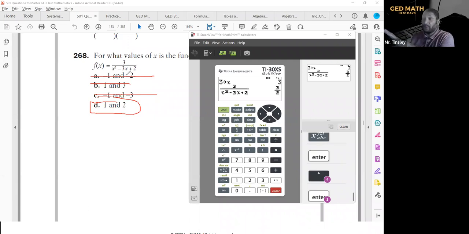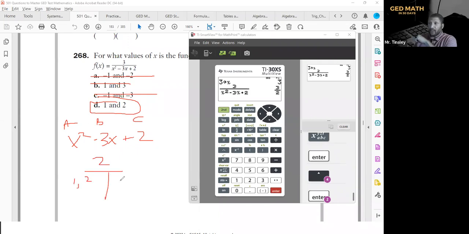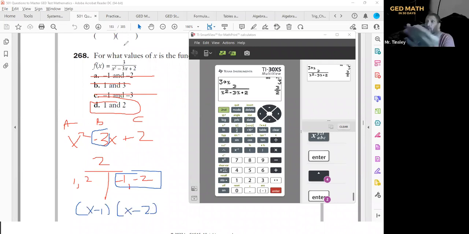This is what they wanted you to do. They wanted you to factor this quadratic equation. So they wanted you to see A, B, C. Going to factor C. So I got 1 times 2 and minus 1 times minus 2. Okay, what pair is going to give you minus 3? Minus 1, minus 2. So that quadratic equation factors out to x minus 1, x minus 2. So this whole problem then becomes 3 over x minus 1, x minus 2.